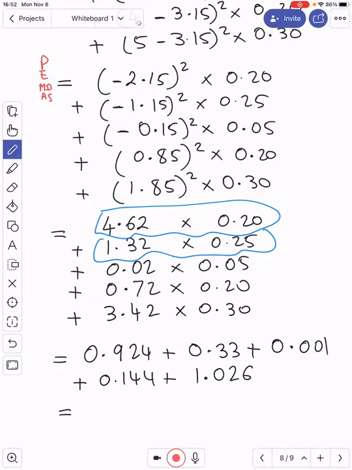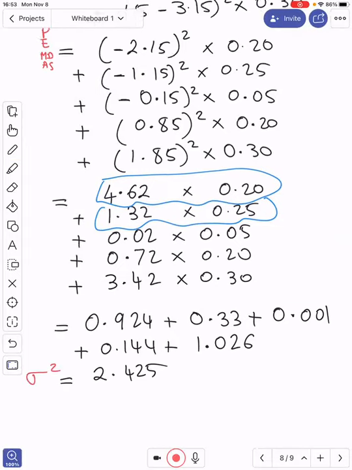So here the answer would be, of course, let me see my notes. This is the square of the standard deviation. So that will be equal to, yes, 2.425. All right. So this is, again, sigma squared. And then the standard deviation sigma.